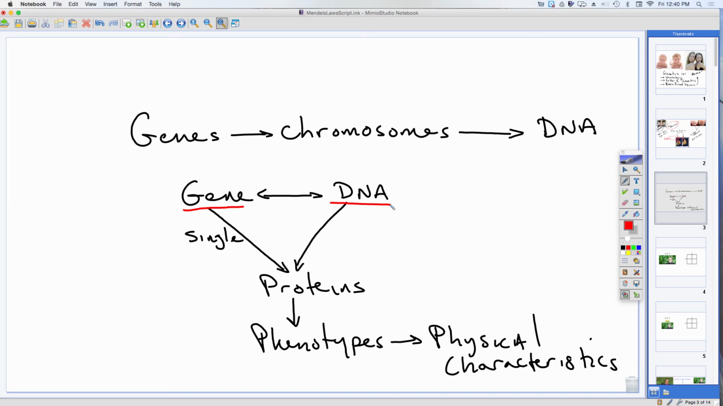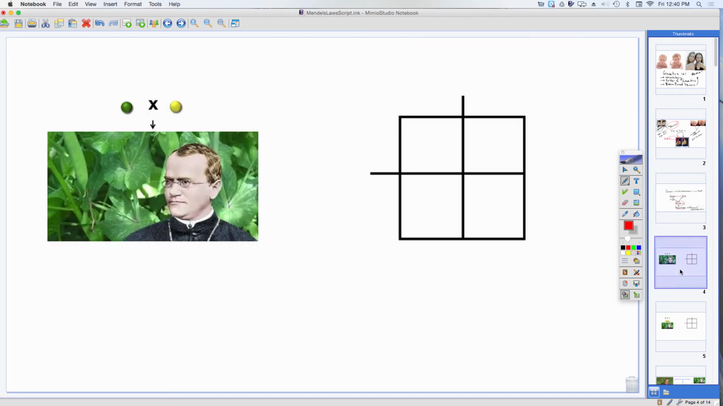So DNA, small pieces of DNA code for genes. Both of these are essentially instructions for making proteins. And these proteins give you the physical traits that we use to define our characteristics, and we call those physical traits phenotypes. Well, the person who began the biological study of this process is this man, Gregor Mendel.